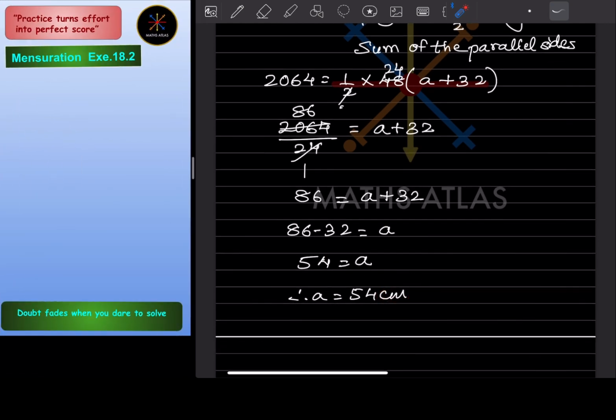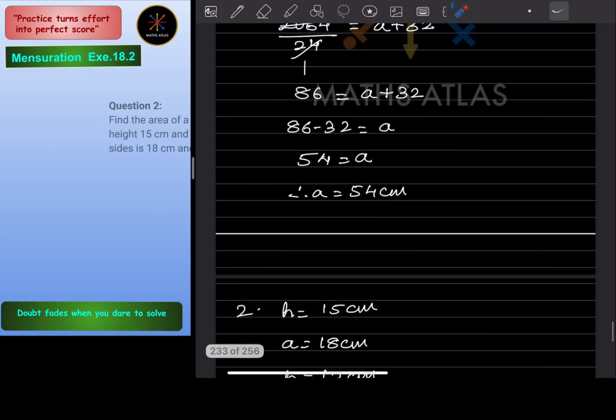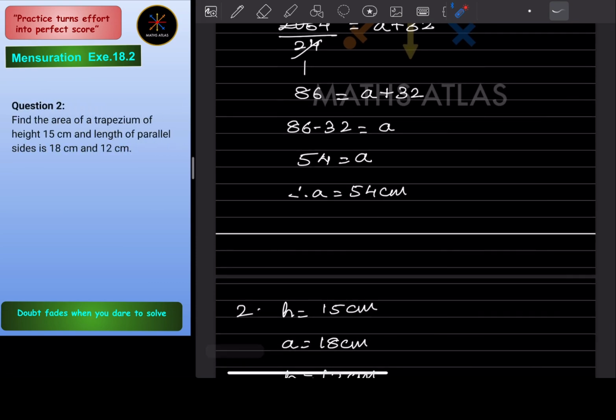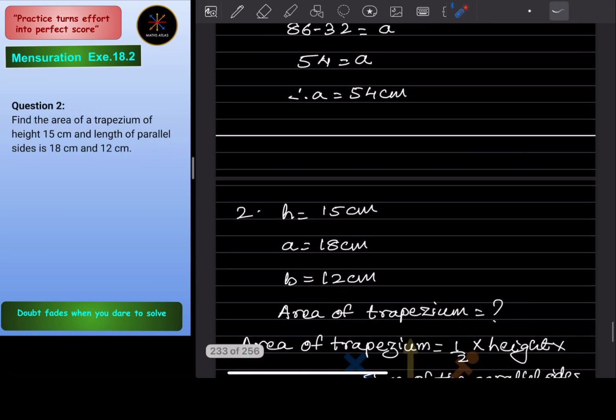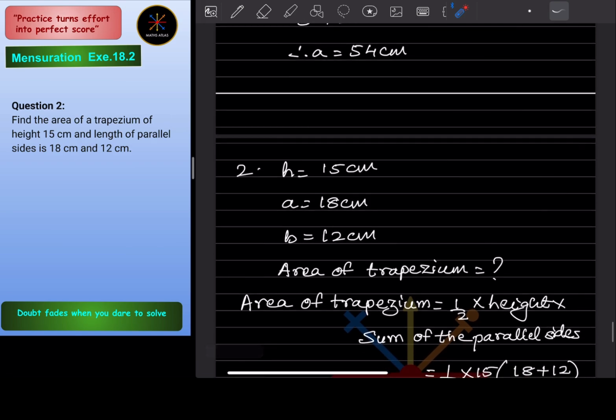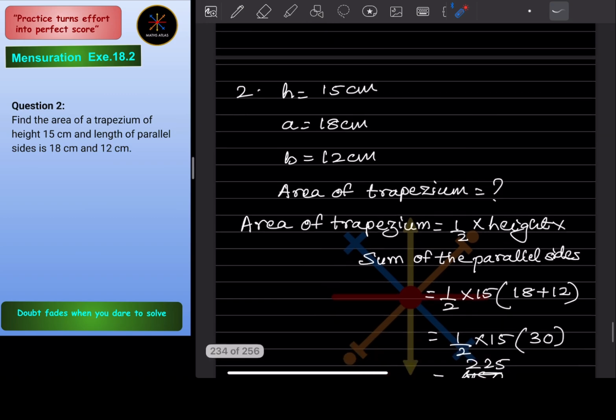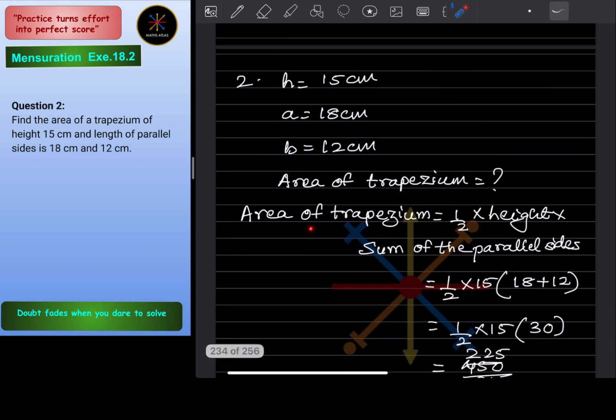So now let us see the next question number 2. It's given here: find the area of a trapezium of height 15 centimeter and length of parallel sides 18 centimeter and 12 centimeter. So A will be 18 and B is going to be 12, and we have to find the area of the trapezium. This area of the trapezium is again the same formula.